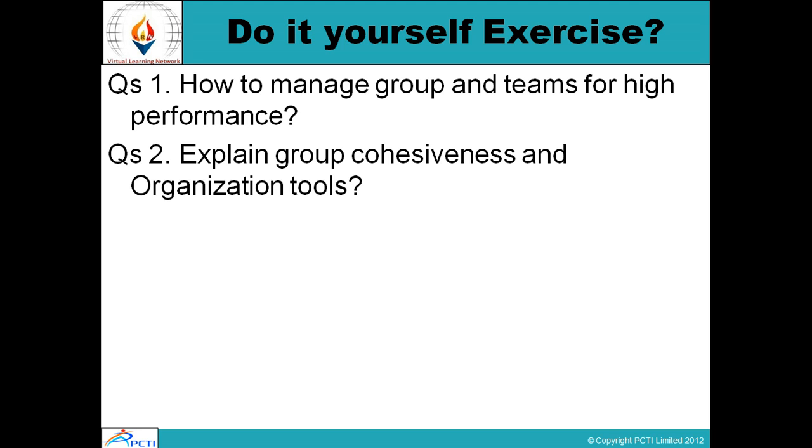So before we end, there is a do-it-yourself exercise for you. In the first part of this exercise, you have to specify how to manage groups and teams for high performance. How will you manage the team, manage the group so that good performance can be achieved. Explain group cohesiveness and organizational tools. So these two questions should be answered in about 10 words, 10 points, right? With this we are going to finish this session.